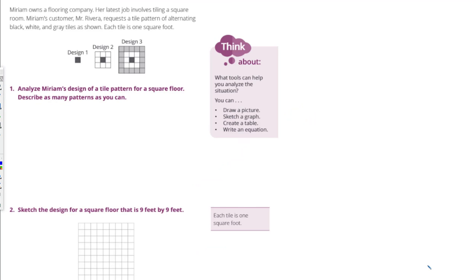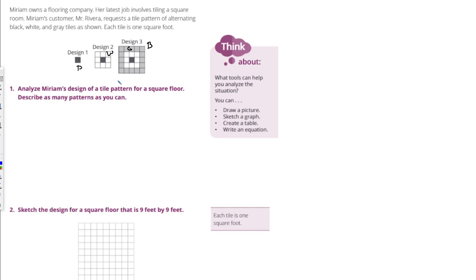And so let's look at Miriam. She owns a flooring company. This is on activity 1-1. Her last job involved tiling a square room. So square room means each side and length are the same. And the customer, Mr. Riviera, requested a tile pattern alternating black, then a white row, and then a gray row. And then the next one in this pattern is going to have a black row, as shown here. Each tile represents 1 square foot.